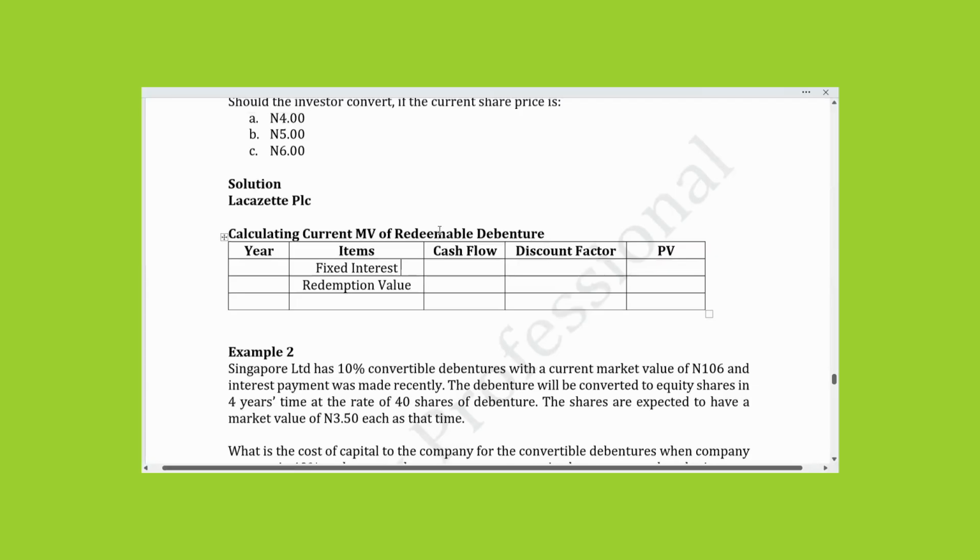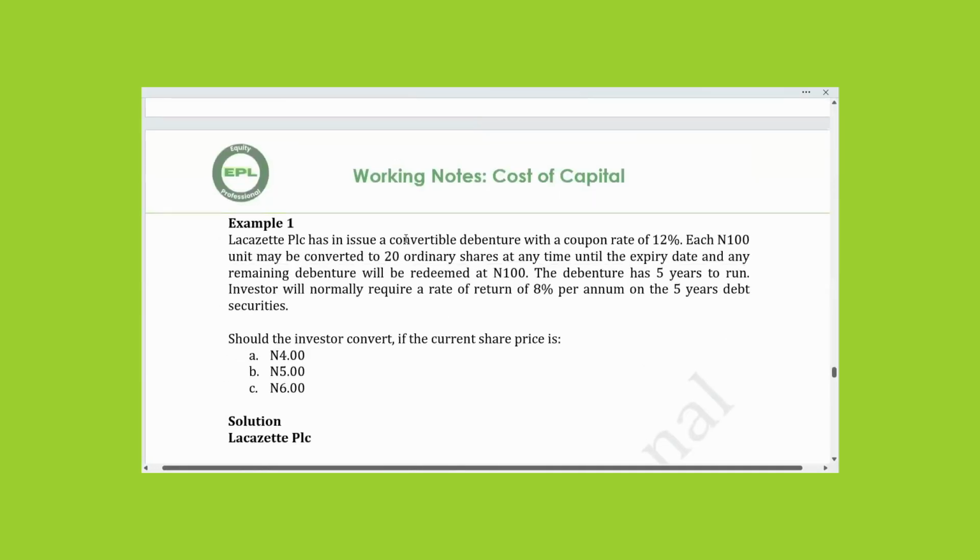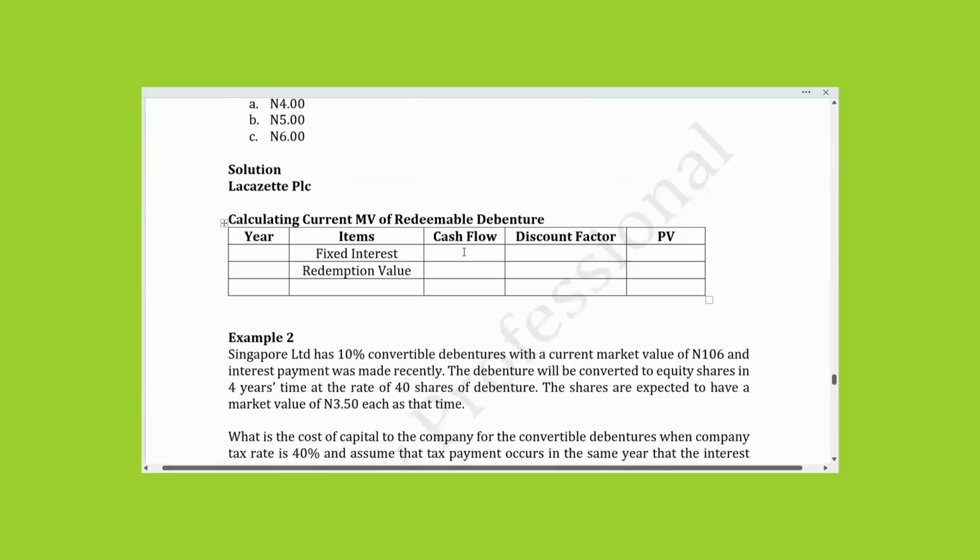So in this particular question, if you want to redeem this debenture for Lacassetti PLC, we are told it will be redeemed at 100 Naira per unit. All right. So what is the interest? The interest rate is the same thing as coupon rate, and interest rate is 12%. Okay. So if interest rate is 12%, I will go back to the question and check again if I'm given tax rates. In this question, we don't have company tax rates. Therefore, I will just come in and put 12 Naira. Okay. So this 12 Naira will be paid for the next 5 years.